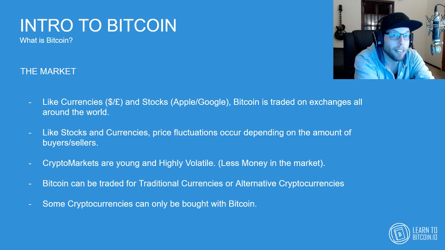So the market, like currencies, like the dollar and pounds and stocks, Apple and Google, Bitcoin is traded on exchanges all around the world. So the market is a global market. Depending on the country you live in, that could determine the premium that you pay. Like I know in South Africa we pay a higher price for Bitcoin because it's just less available. There's less Bitcoin in South Africa than there is in America.